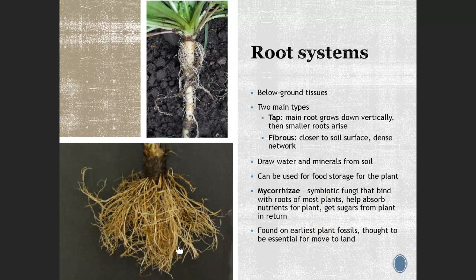So the other major system, the roots. We talked about the shoots, now the roots. These are going to be your below ground tissues, and there's two main types. You're going to have taproots and fibrous roots. Taproots are going to be like this main root that's going to grow down vertically, and then you might see some smaller ones that rise off that. Fibrous roots are going to go closer to the soil surface, so these are going to be more of a network, and it's going to spread out further.